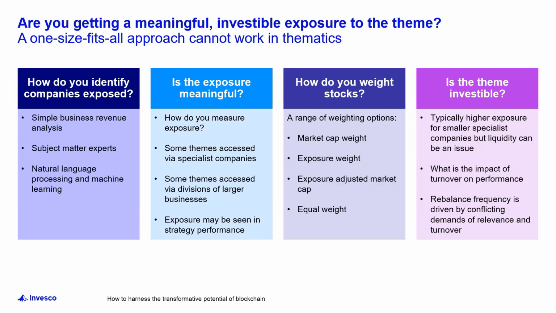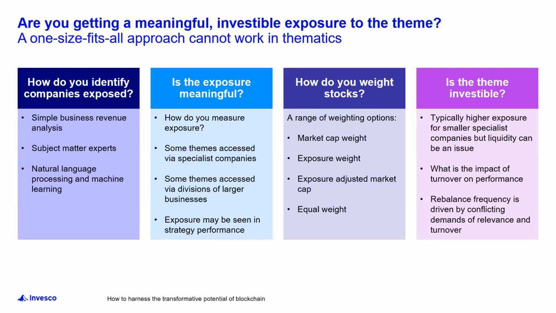Second question is the meaningful exposure point. How are you measuring that exposure? As I said, some themes are accessed by specialist companies. Some themes can be accessed via divisions of a larger business. Really what you're trying to do is design an index that will give you the most meaningful exposure to that theme. And as I say at the bottom there, often the litmus test for whether you're getting meaningful exposure is reflected in the performance of the index. Does it outperform when you're seeing an increase in activity in that space? Does it underperform when there's news flow that is negative for that thematic idea?